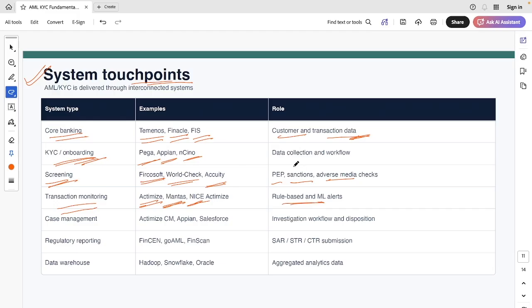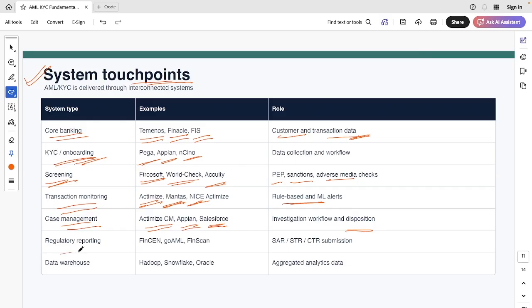Now, once an alert is generated, it cannot just sit there. This is where the case management system comes into the picture. Examples are again your Actimize, Case Manager, APM, Salesforce. These systems help investigators review the alerts, collect evidence, add comments, make decisions, and close the case with a proper disposition or proper decision.